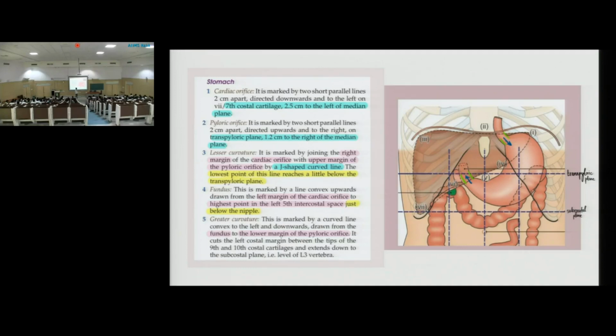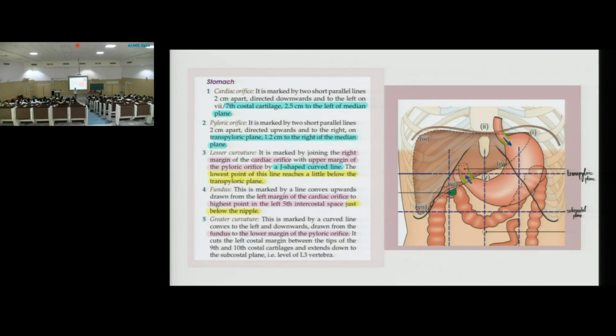So we shall start with the cardiac orifice. Where is the cardiac orifice located? It is at the level of the 7th costal cartilage. We shall represent the cardiac orifice with two parallel lines which are 2.5 centimeters to the left of the median plane. It is represented by two parallel lines separated from each other by 2 centimeters.